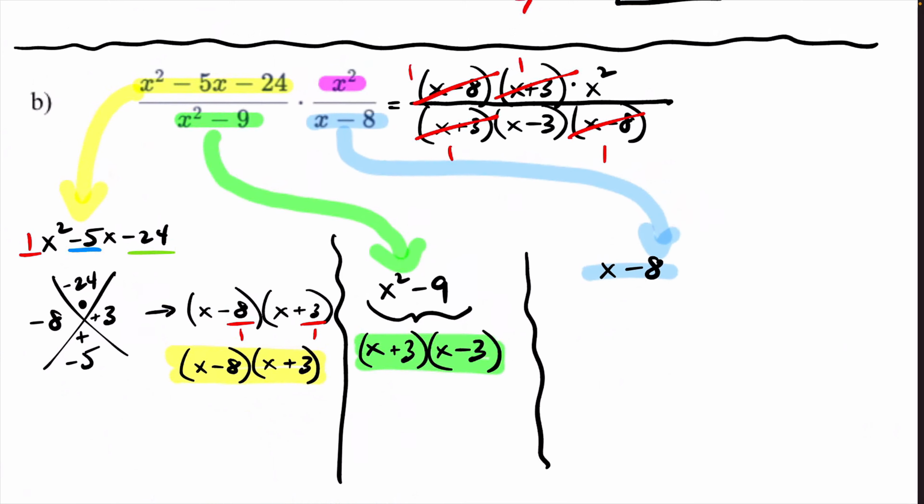I'm out of binomials on top. So there's no more binomials that can cancel. So let's write what I have. On top, I have 1 times x squared. That's just x squared. On bottom, I have 1 times x minus 3 times 1. That's just x minus 3. You could put the 1 in the front, but really it doesn't change anything, right? Because you distribute, it's still going to make x minus 3.